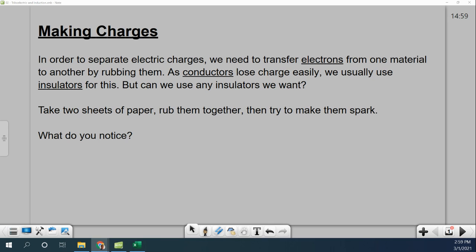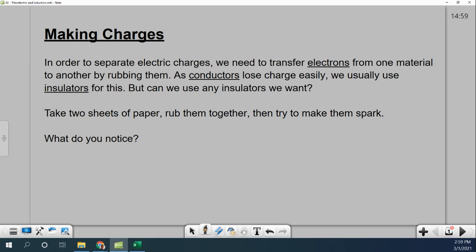We talked about, to get charges apart from each other, we have to separate them. So how do we do that? If we want to separate our electric charges, what we're actually trying to do is transfer electrons from one material to another. And we do that by rubbing them together, usually. We take the two things, grind them across each other, and it should rub some electrons off of one and onto the other.